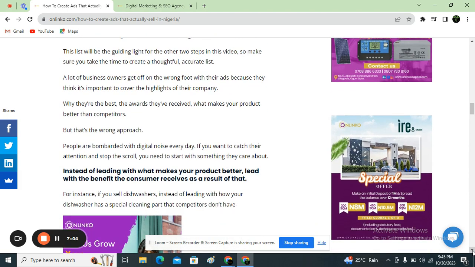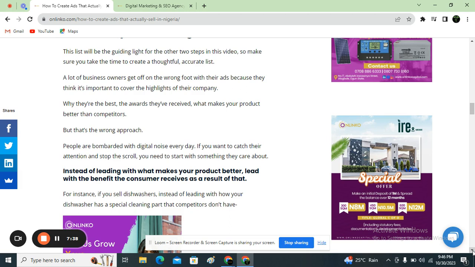People are bombarded with digital noise every day. Yes, there is a lot of digital noise every day: the comedy, the entertainment, different types of things, and your product is just a small percentage competing to get your customers' attention. You don't want to bombard them with noise. You want to give them quality information for them to make the right decision. So if you want to catch their attention and stop the scroll, you need to start with something they care about.